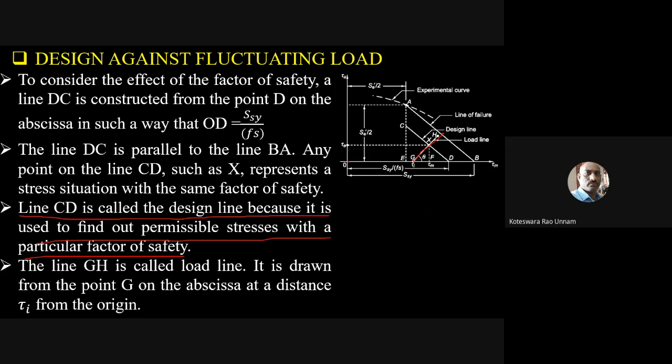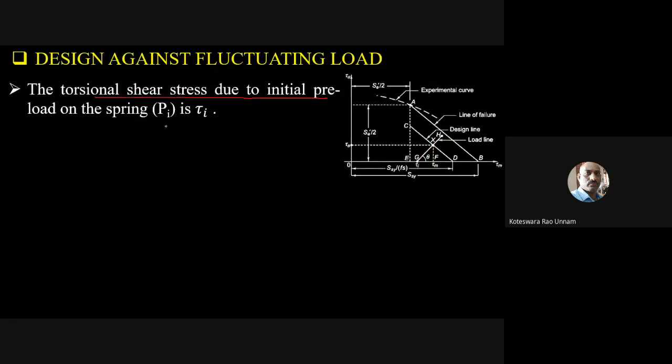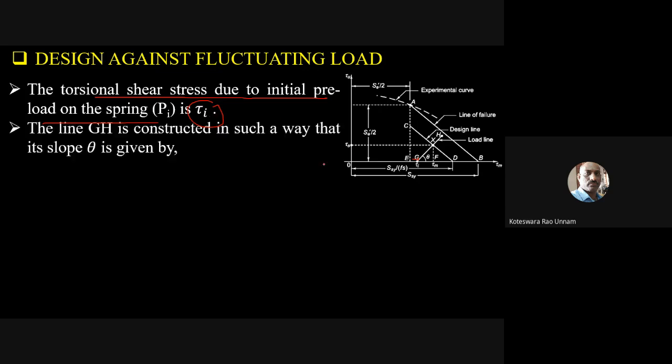So how will you identify this point G? You need to calculate this tau I. Tau I is nothing but the mean stress value by applying this factor of safety. The torsion stress due to initial preload on the spring is nothing but your tau I. So you can identify the tau I here because of initial preloading. Once you have tau I and theta value, then you can construct this load line. The line GH is constructed in such a way that its slope theta is given by tan theta is equal to tau A by tau M. So then you can easily construct this load line.